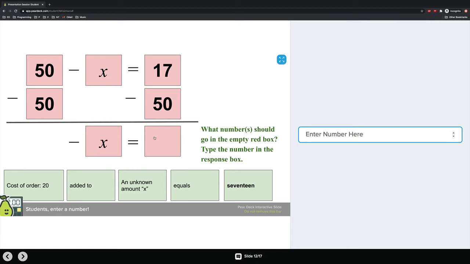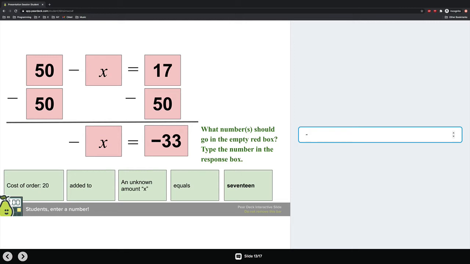And what number should go here in this box? Well, if we do 17 minus 50, we get negative 33. So we would put negative 33 right here. And again, this is a good chance for you to check student misunderstanding, because if a student writes positive 33, we know that they're not understanding the idea behind the negatives. And it equals negative 33.